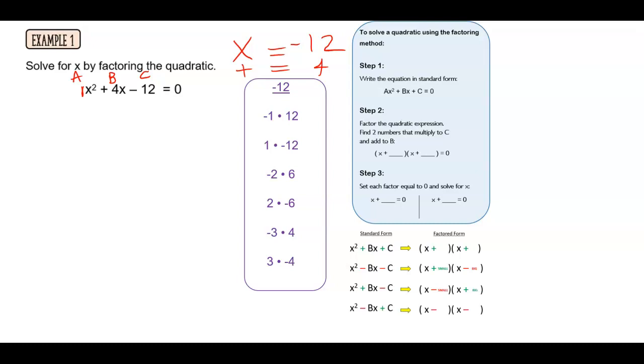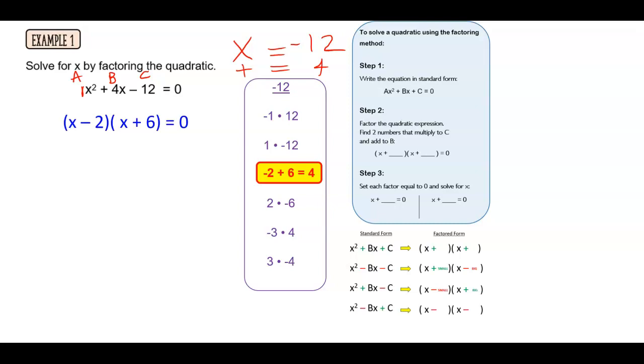Now, let's finish it off. 2 and negative 6 is negative 4. Negative 3 and 4 is 1. 3 and negative 4 is negative 1. So check it out. Those two, right there, you can circle them, make 4. Here's how you write this, okay? You're going to put it into 2 parentheses. The minus 2 is going to go with an x in one parentheses. The 6 is going to go with another x in another parentheses.